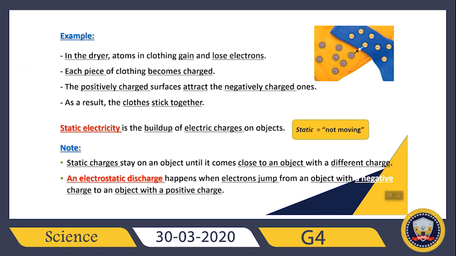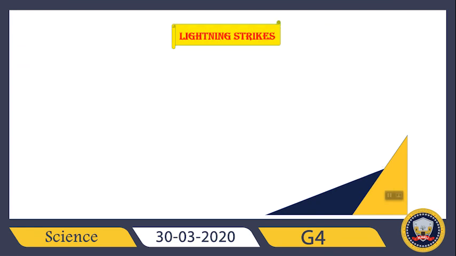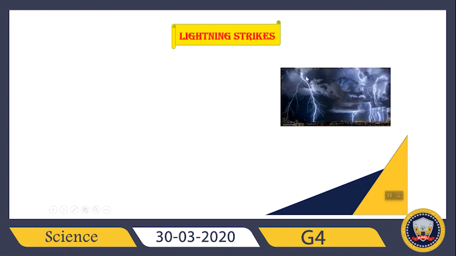But sometimes it happens on a very big scale. Like what? Like what happens in lightning strikes. You know the lightning? Yes. These electric charges happen in the lightning. And by the way, it's very dangerous, and you have to be careful when dealing with thunderstorms and lightning storms. I'm going to tell you why after a while.